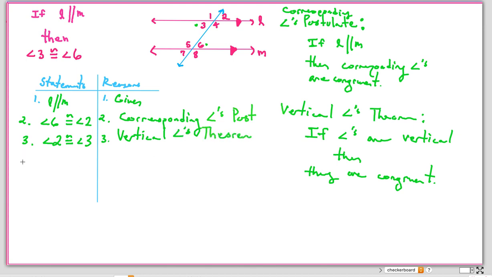Now we're gonna go from 6 to 2, then from 2 to 3, right? 6 is the same as 2, 2 is the same as 3, therefore 6 is the same as 3. And that's called transitivity. And you're done.